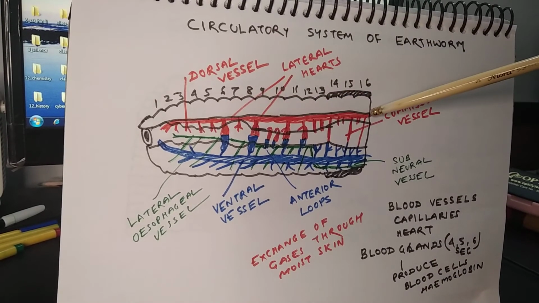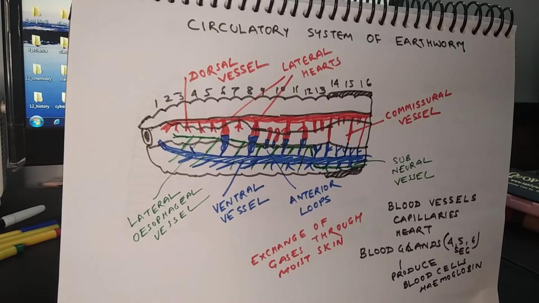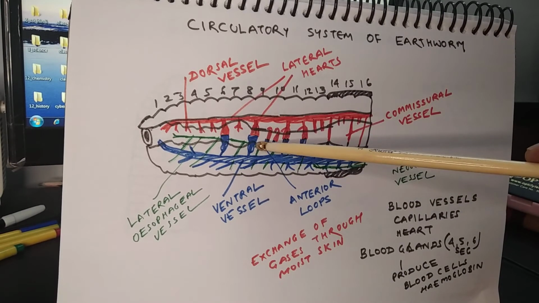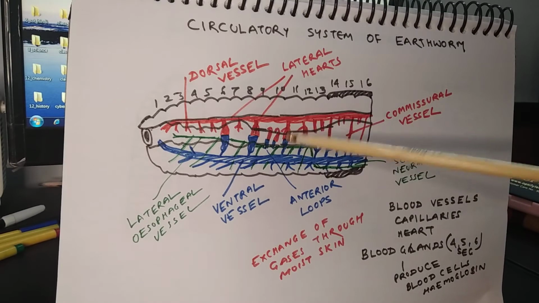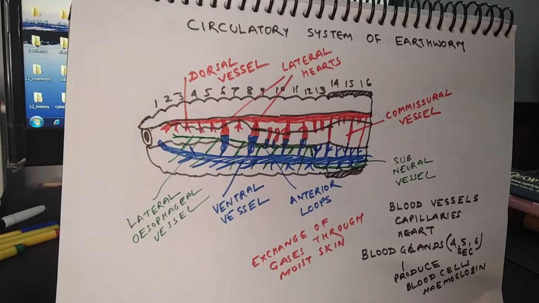This is the dorsal blood vessel, and this is the ventral blood vessel. The blood vessels have numerous branches which supply different organs. Then there are hearts. There are so many hearts. So this is a heart, this is another heart, this is a heart, this is a heart. And the hearts pump blood to facilitate flow of blood through the blood vessels.